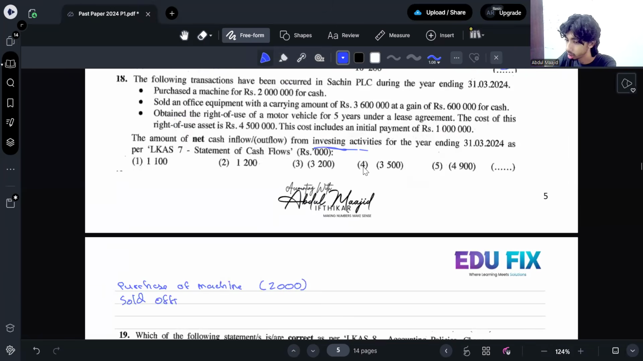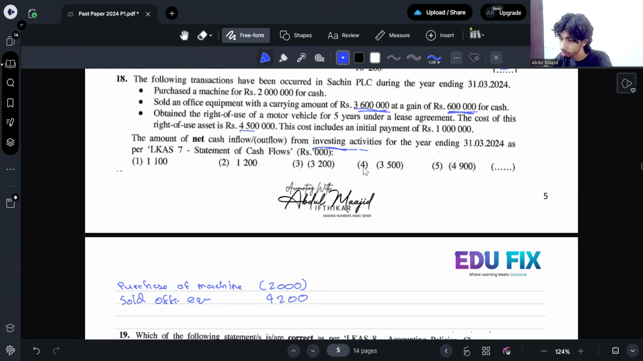Sold an office equipment with a carrying value of 3600 at a gain of 600. The carrying value of the office equipment is 3600. You're selling it with a profit of 600. Then for how much are you selling it? You're selling it for 4,200,000. Obtain the right of use motor vehicle under a lease agreement.